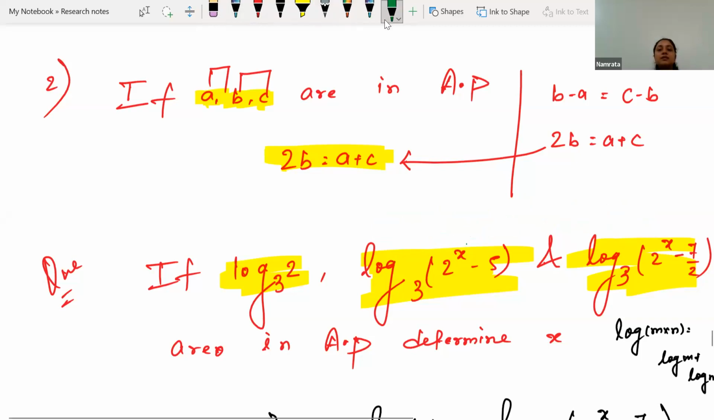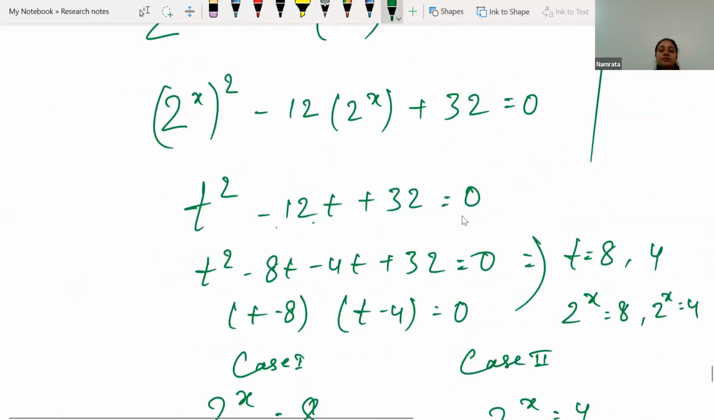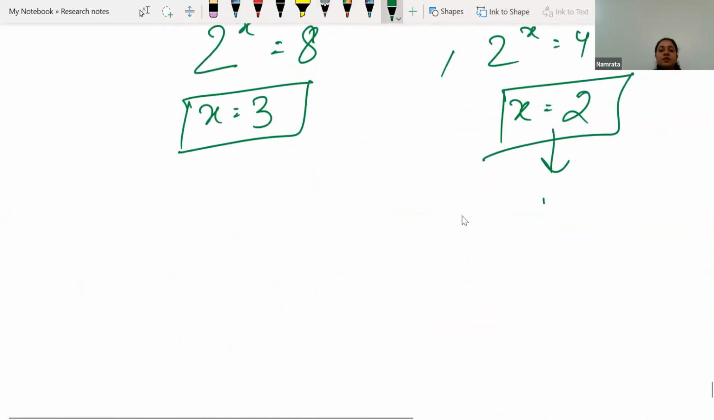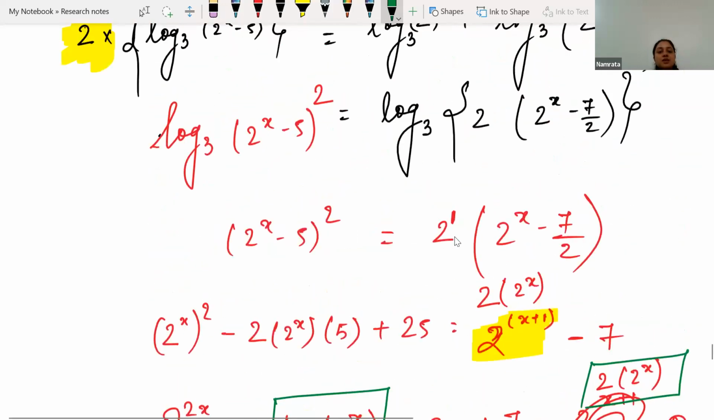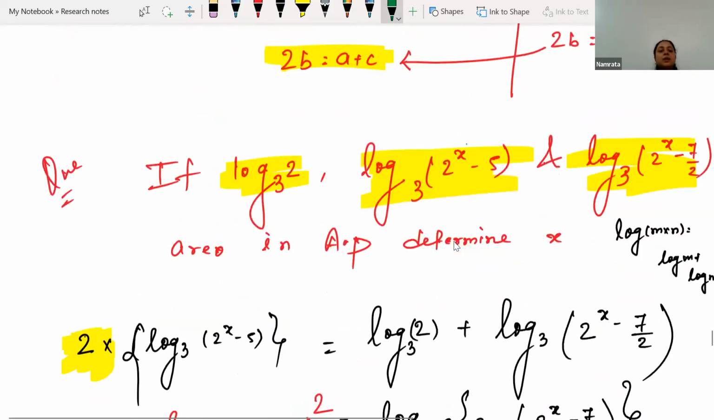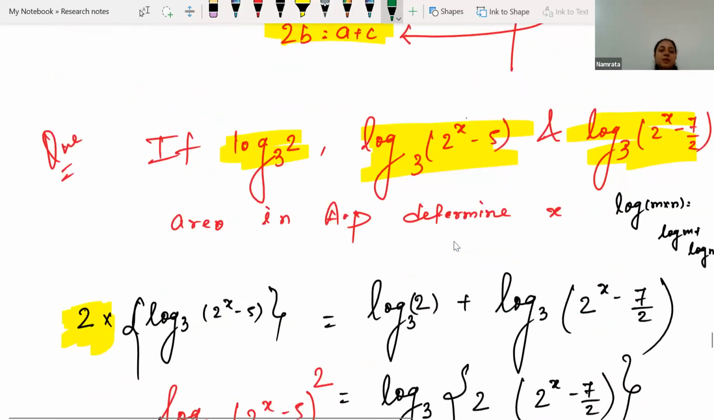So we will write: not acceptable since it is making our logarithmic function undefined. And this is our answer. So what is the x value? x value is only 3. Clear? How did we do so? We used the concept of the AP, that is 2b is equal to a plus c.